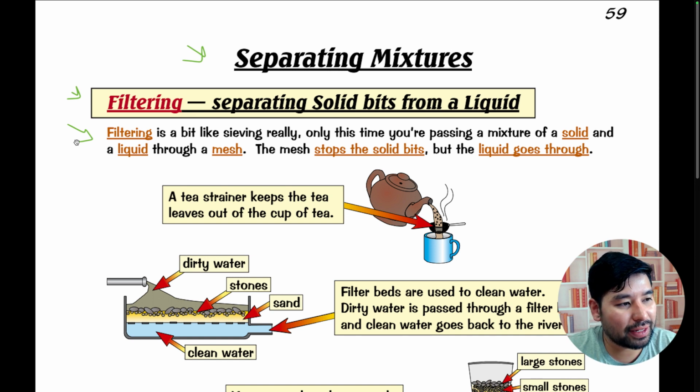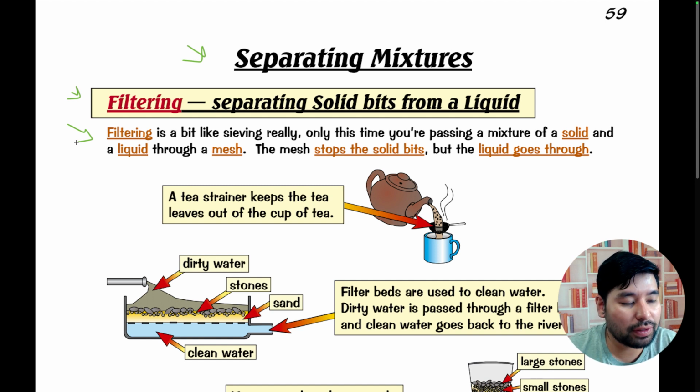Filtering is a bit like sieving, really. Only this time you are passing a mixture of a solid and a liquid through a mesh. The mesh stops the solid bits, but the liquid goes through. Again, I'm going to read that for you, so listen carefully. If you don't remember the words, just check the words and keep that in mind.